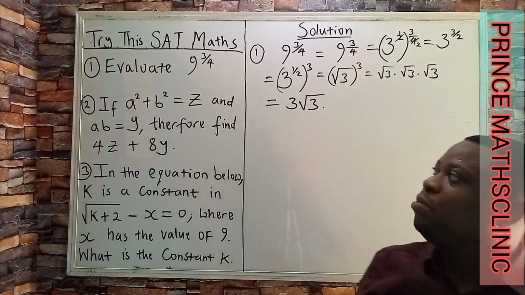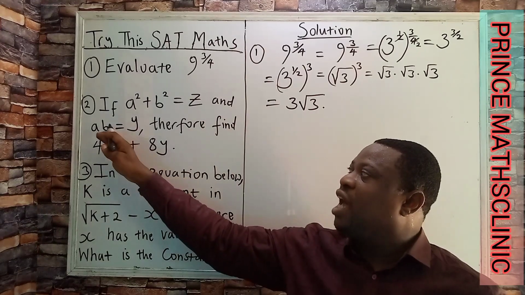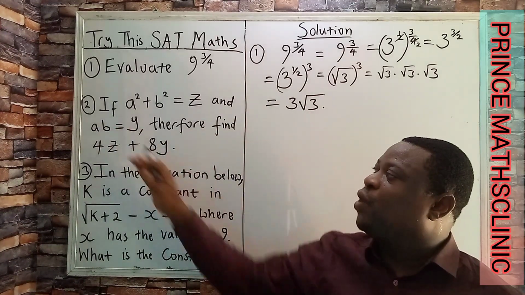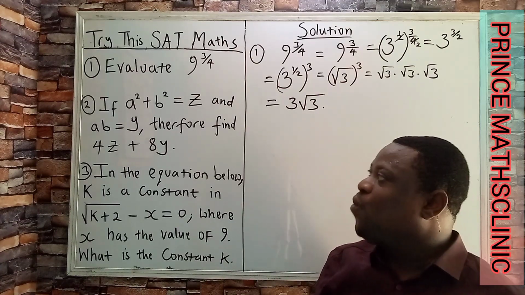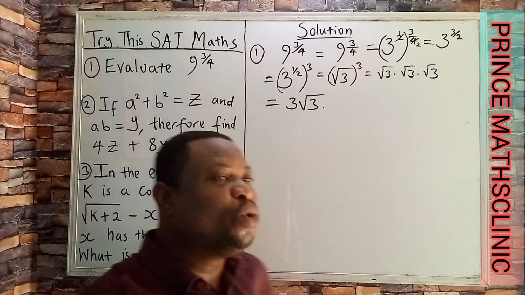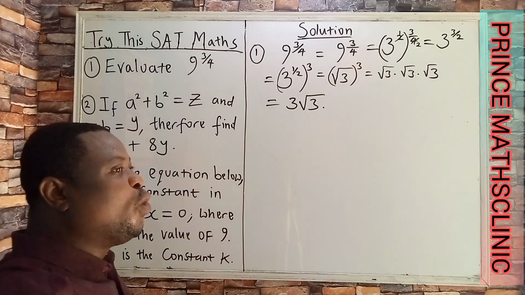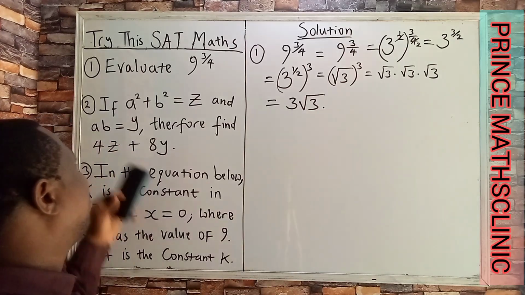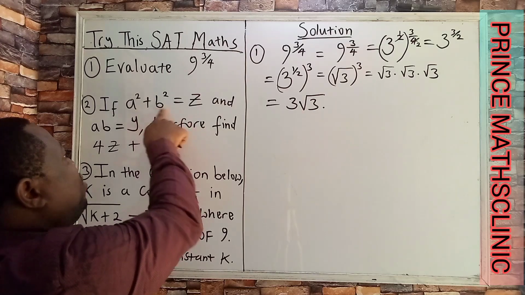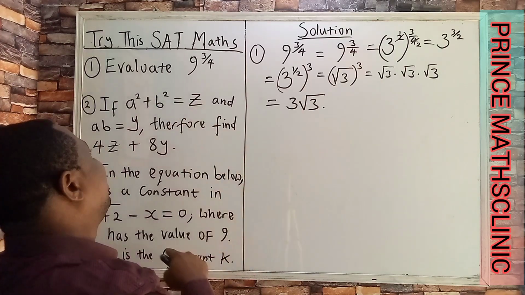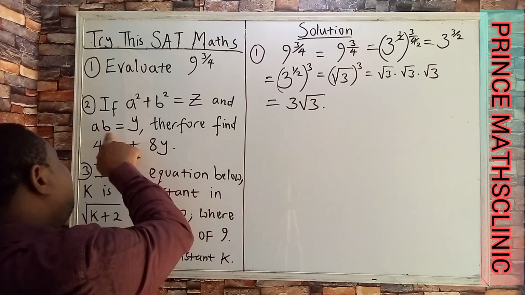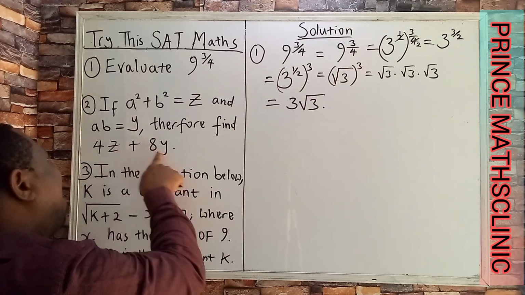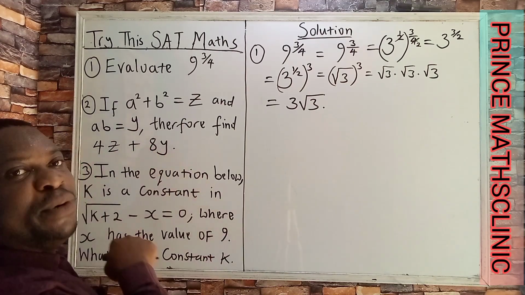a squared plus b squared equals z, and ab equals y. Therefore, we are to find 4z plus 8y. Now, remember the rule in mathematics: use what you know to find what you don't know. What do we know in this question? We know that a squared plus b squared is equal to z. And we know that ab is equal to y. So why not replace z and y in this particular expression?